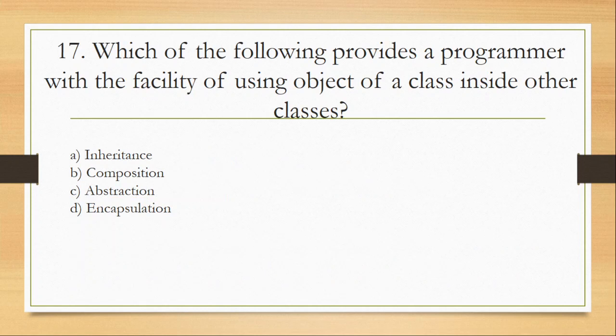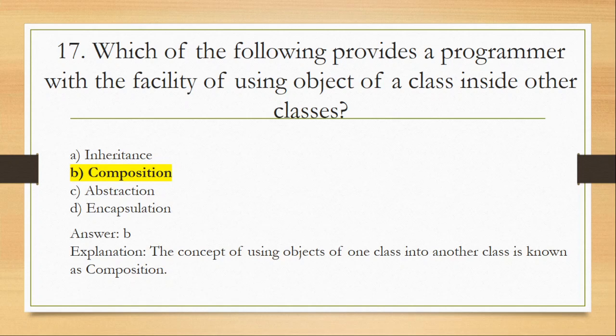Which of the following provides a programmer with the facility of using the object of a class inside other classes? That is composition. The concept of using the object of one class in another class is known as composition.